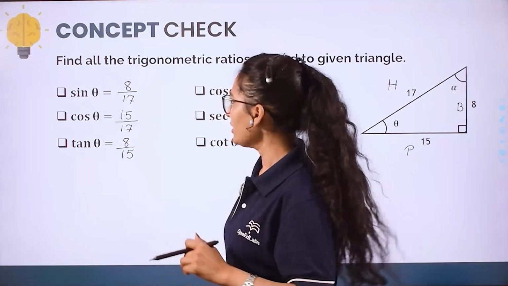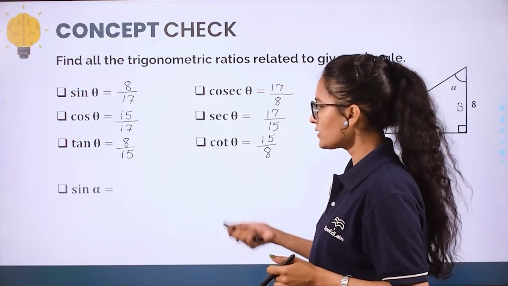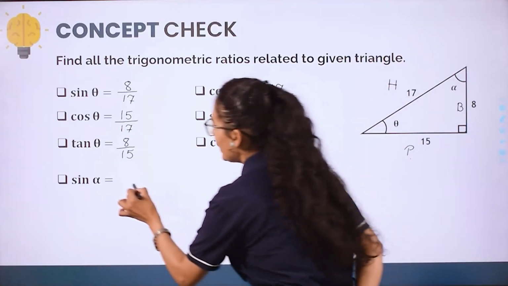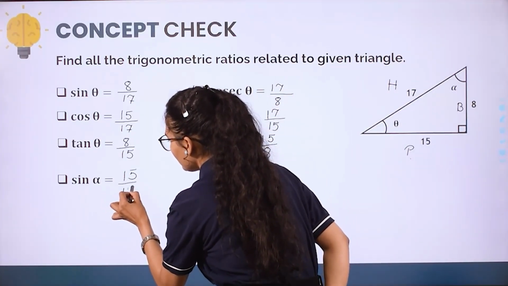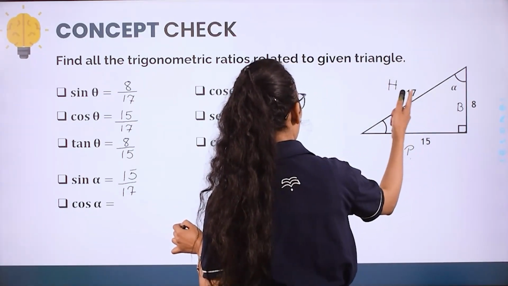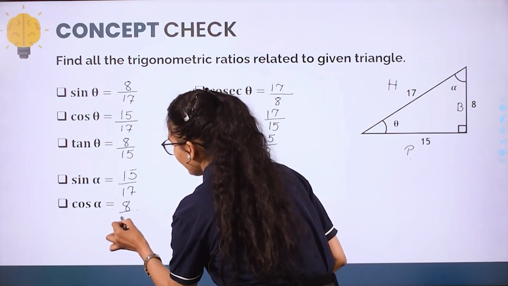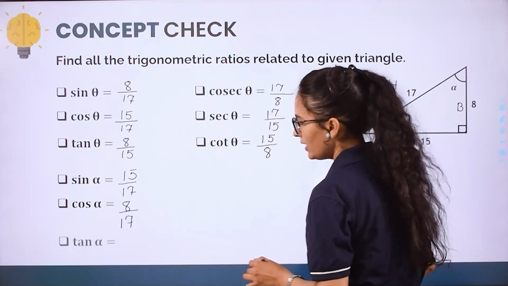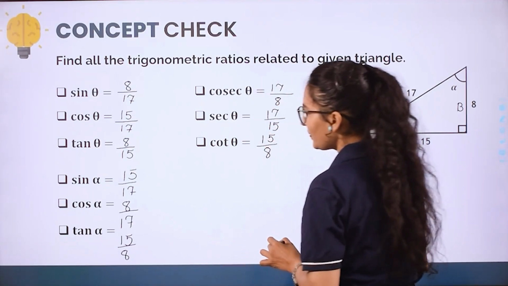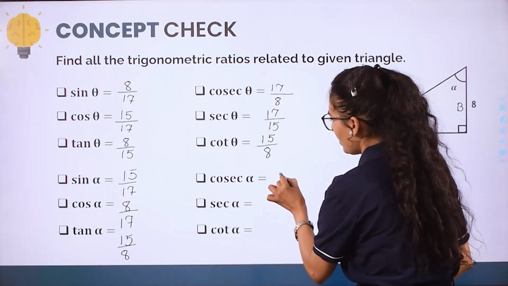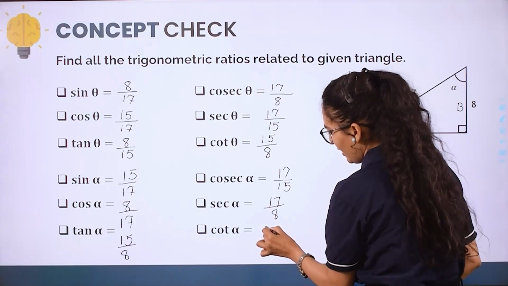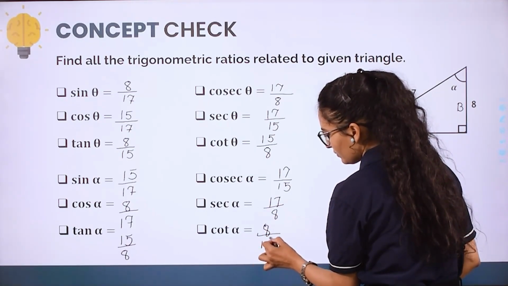Now let's write all the ratios according to alpha. Sine alpha will be P by H, so this now becomes 15 by 17. Now here we have cos alpha. Cos alpha is B by H, so that becomes 8 by 17. Tan alpha is 15 by 8. The opposite, just take the reciprocal: 17 by 15, 17 by 8 and 8 by 15.